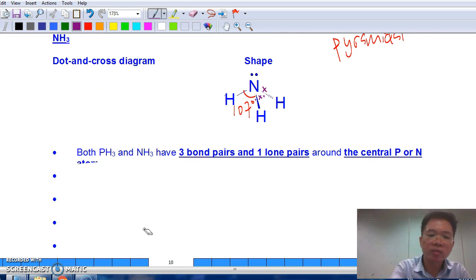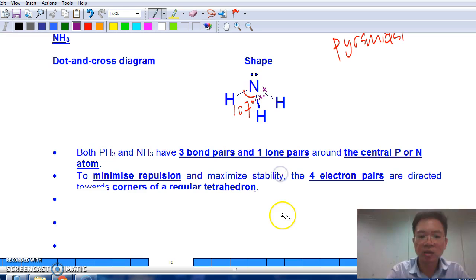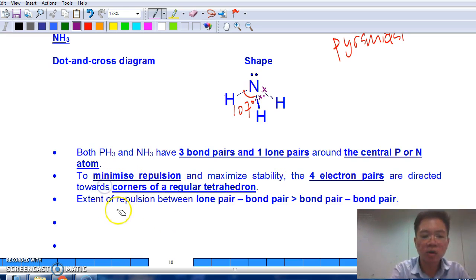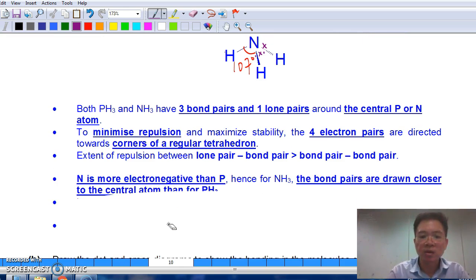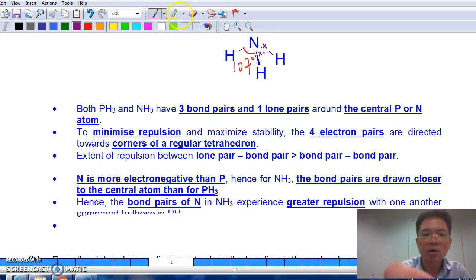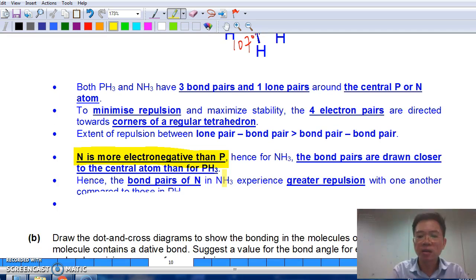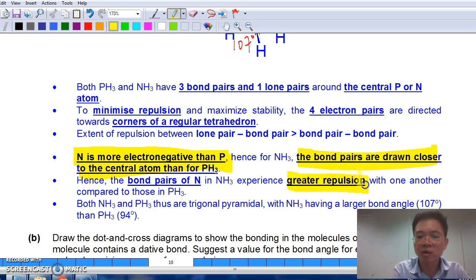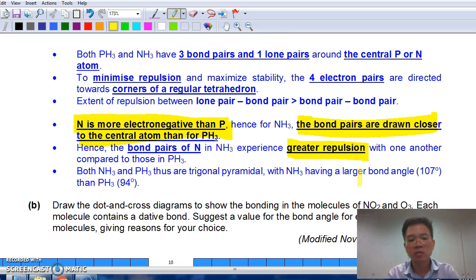So first we describe the shapes of the two molecules. Then we talk about the electronegativity. N being more electronegative than P, the bond pairs are drawn closer to N, and hence it exhibits greater repulsion compared to that in PH3.